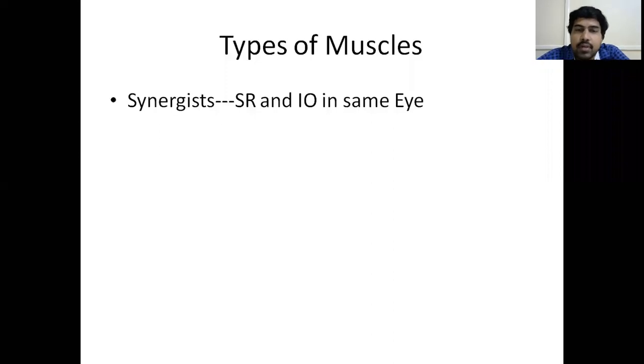So today we are going to discuss a few more concepts about squint. The first thing you have to know about is the types of muscles. The extraocular muscles, based on their action, are classified into various types. Actually, the first one is agonist. Agonist means the prime mover. Prime mover of the eyeball is known as an agonist.